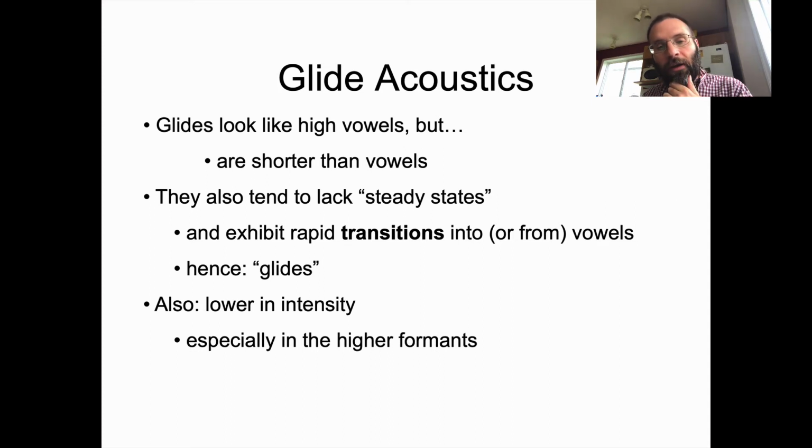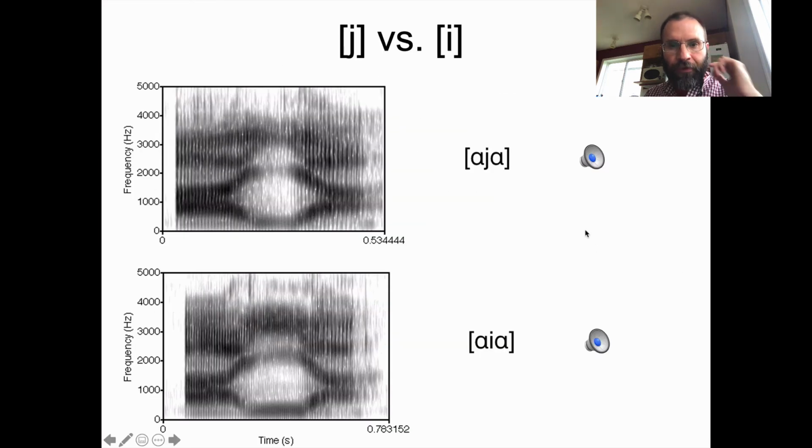They will be lower in intensity than vowels because you're making slightly more of a constriction when you produce them than when you produce a high vowel. They're a little bit more consonantal in that sense. And you'll also see this most particularly in the higher formants of the glide articulation, or the acoustic signature of the glide. Yeah, so I can give you a few examples.